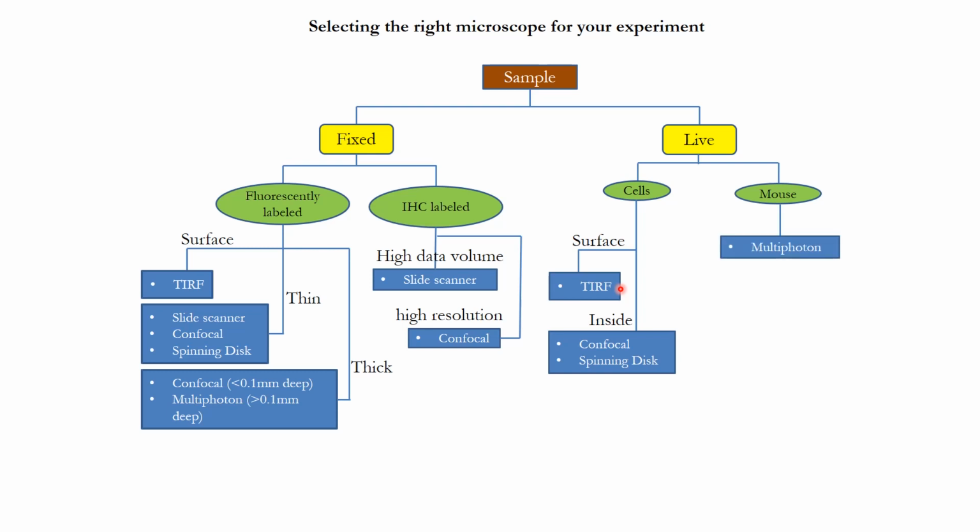TIRF can also be modified to image somewhat deep inside the cell by converting it into highly inclined laminated optical sheet microscopy. You can have a special discussion with me if you want to do that. And lastly, if you are imaging inside the brain of the mouse or paw of the mouse or anywhere else, depending upon how deep you want to go, then multiphoton microscope is the best way to do it. And if there is something which I have not covered here and you are still wondering which one to use, what to do, what not to do, I am always there to help, so we can discuss and make things happen.